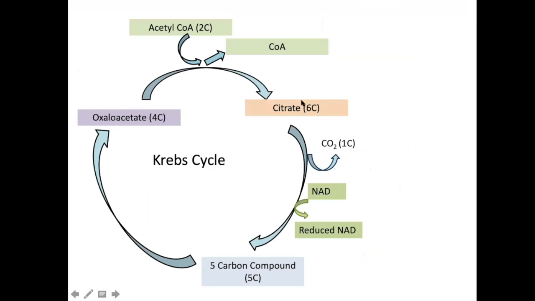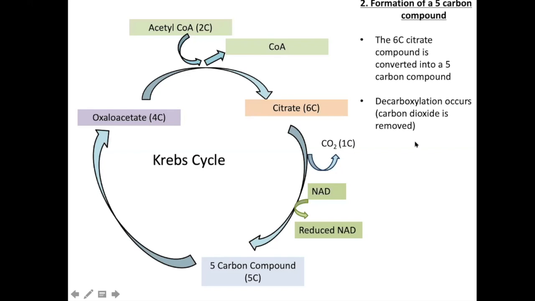This next stage now, citrate, 6 carbons, is going to go to a 5-carbon compound. We don't even have to remember the name. I think it might be malate or something like that. We don't need to remember it. And so obviously for it to lose 1 carbon, how's it going to do that? It's going to produce waste CO2 here. At the same time, NAD is going to be reduced to NADH, okay?